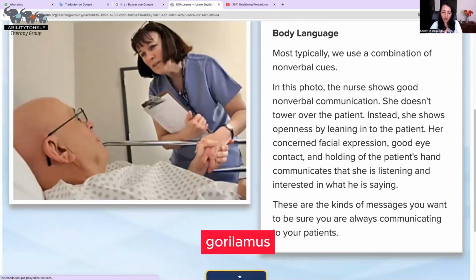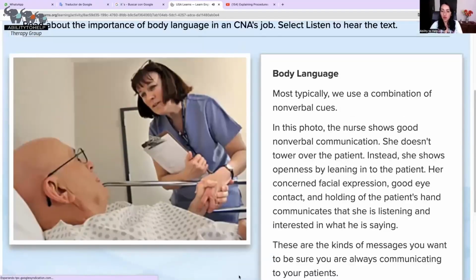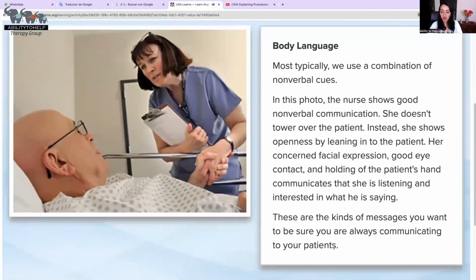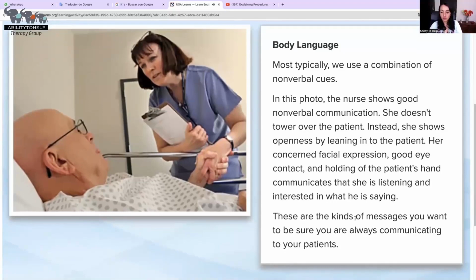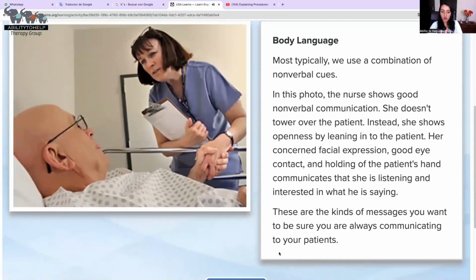Body language. Most typically, we use a combination of nonverbal cues. In this photo, the nurse shows good nonverbal communication. She doesn't tower over the patient. Instead, she shows openness by leaning into the patient. Her concerned facial expression, good eye contact, and holding of the patient's hand communicates that she is listening and interested in what he is saying. These are the kinds of messages you want to be sure you are always communicating to your patients.